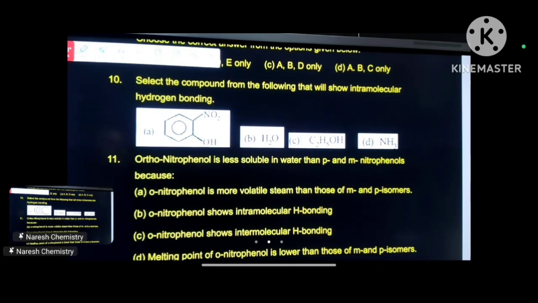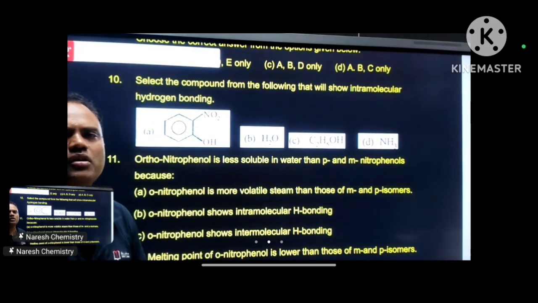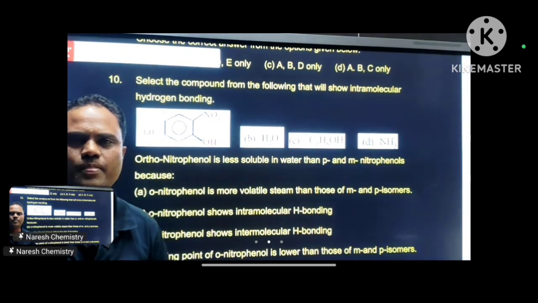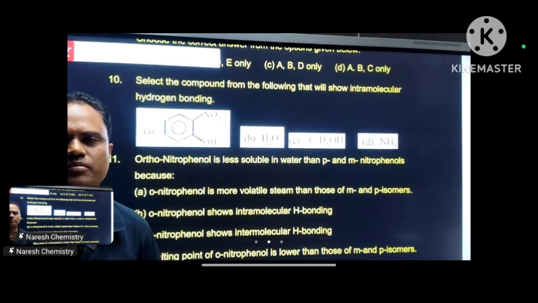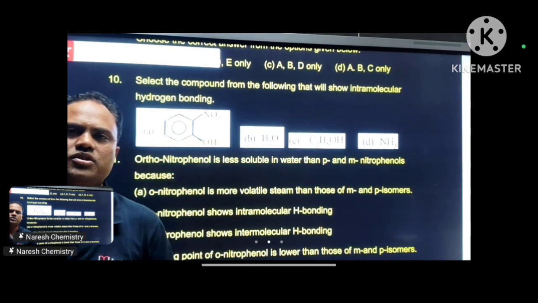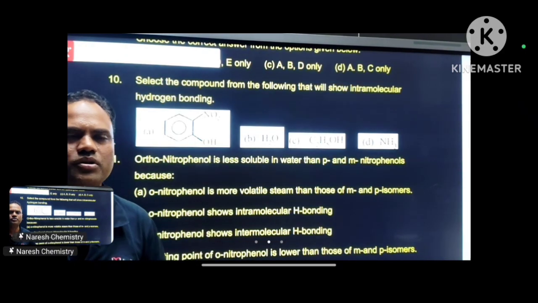Select the compound from the following that will show intramolecular hydrogen bonding. Intramolecular hydrogen bonding is present in ortho disubstituted compounds when they satisfy the condition for hydrogen bonding. Intramolecular means you have to search for ortho disubstituted compounds. Clear? So A is the answer.